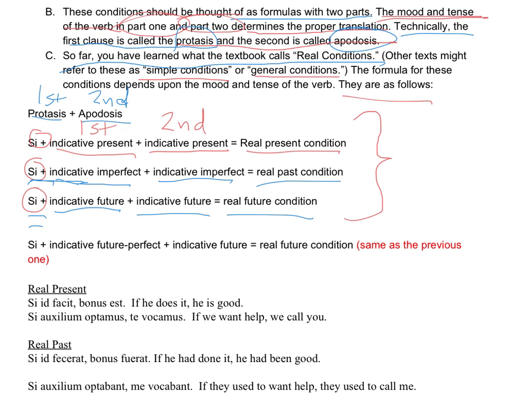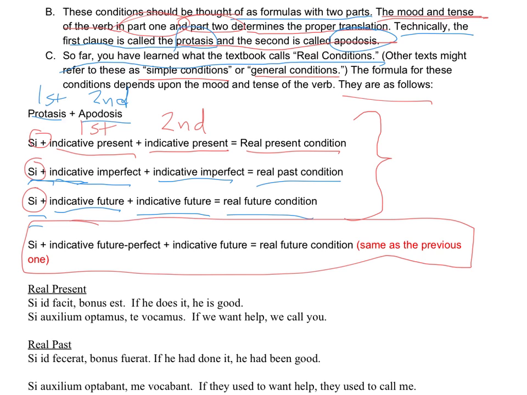Now, there's a slight variation down here of the one we just learned, of the third, number 3 down here. You have the word si, and you have an indicative future perfect plus an indicative future. That also can be called a real future condition. You have a slight difference in the protasis, but you have the same exact apodosis.